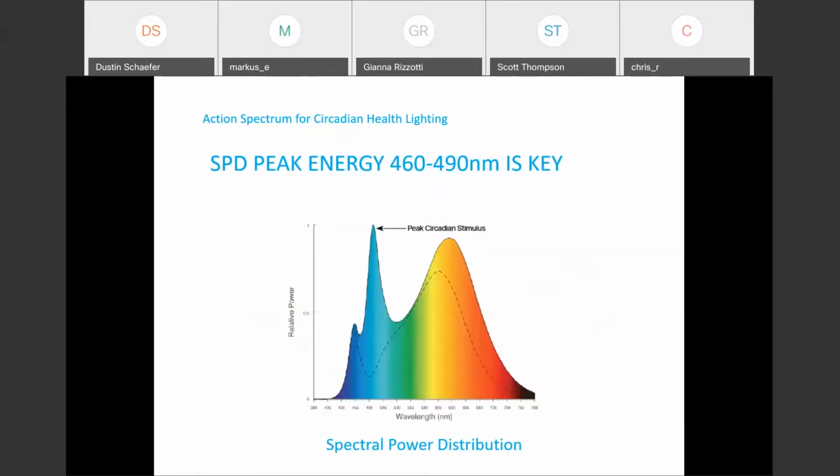The key thing is for the SPD, the spectral power distribution energy, to be peaking in around the 460 to 490 nanometer range. So if it has a spike that looks similar to what's in the curve in the spectral power distribution, that's a good thing. Spectral power distribution is the wavelength from short blue light to warm light in the visible range, and then the relative power in spectral energy.